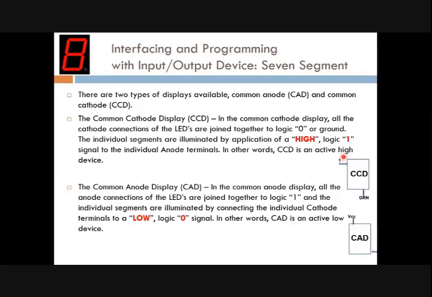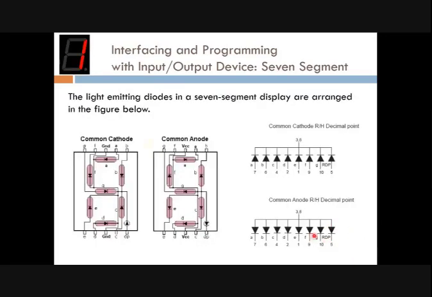So what is active high? Active high, you need to give logic high or 1 in order to activate. For active low, you need to give logic 0 or low in order to activate. So that is the common rule. This is the arrangement of the two different respective types. We have CCD and then we have CAD. The difference is the connection. You can see for CCD, the cathodes are connected together, and this one you can connect to 0 or ground.